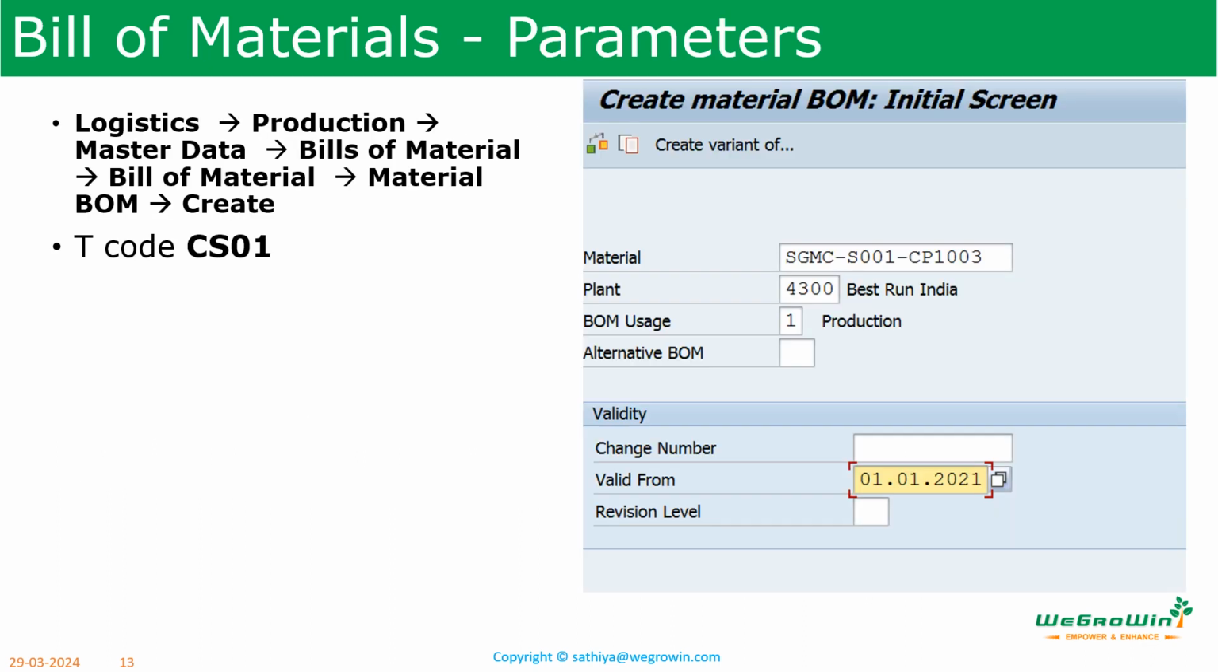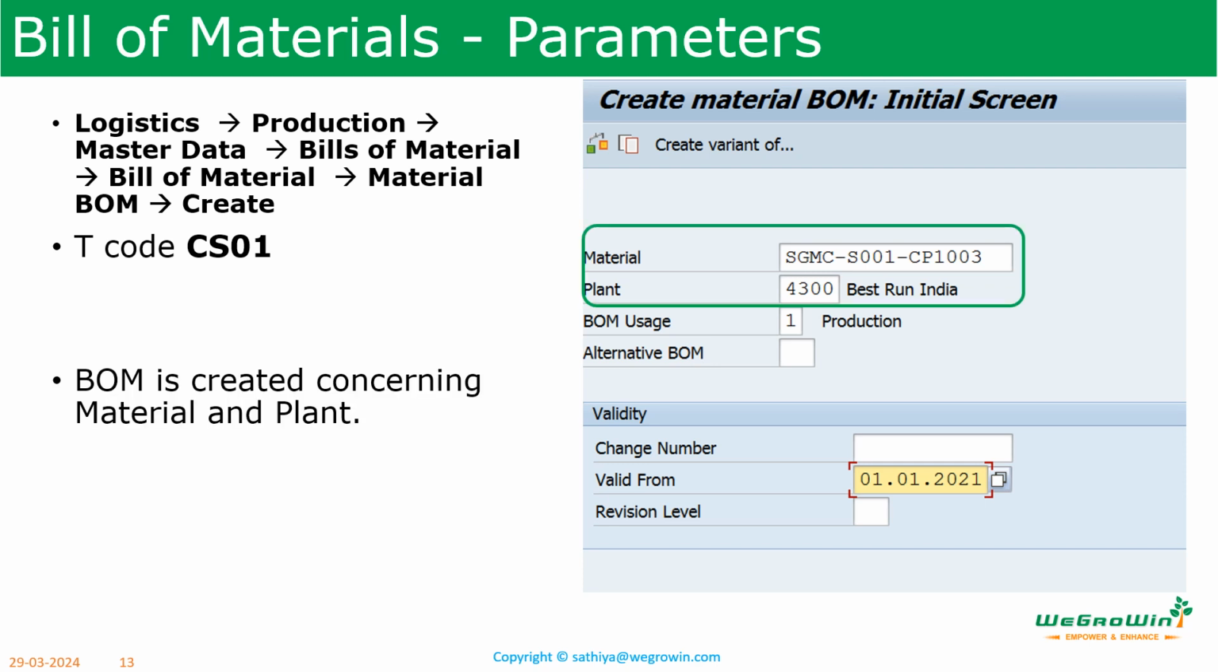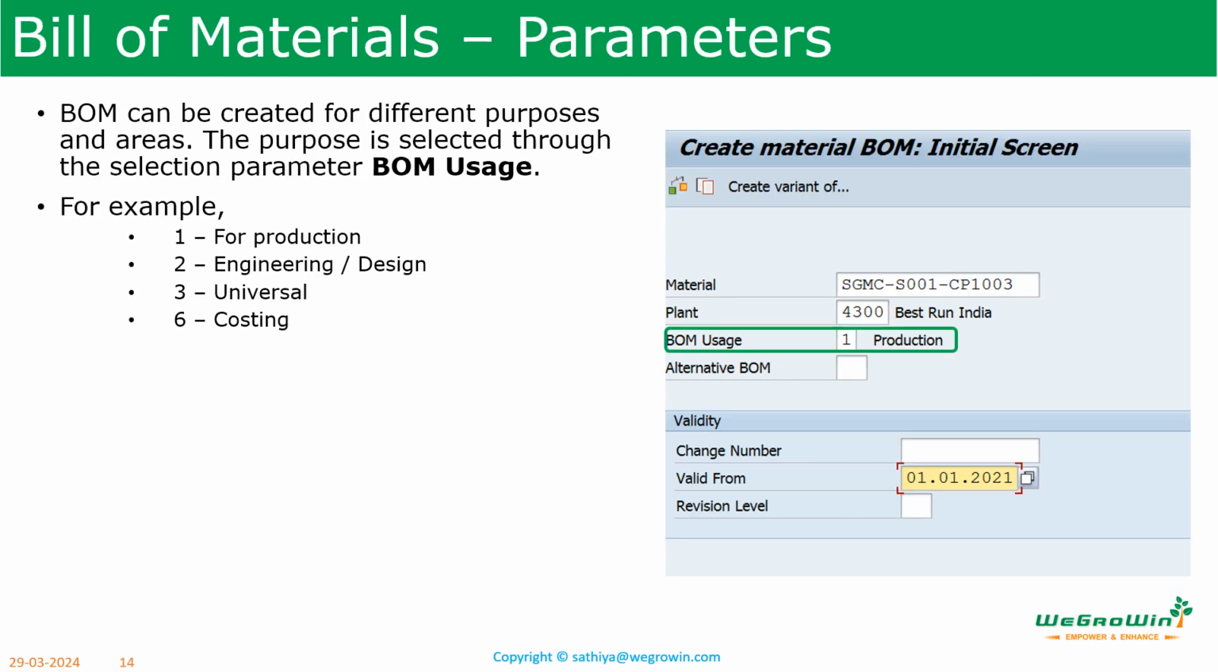To create bill of materials, we can use the menu path shown here, or simply we can use the transaction code CS01. Once we go into this page, enter the material code and the plant. Once we enter these things, then we can go into this page. Sorry, after entering the material and plant, let us enter the BOM usage.